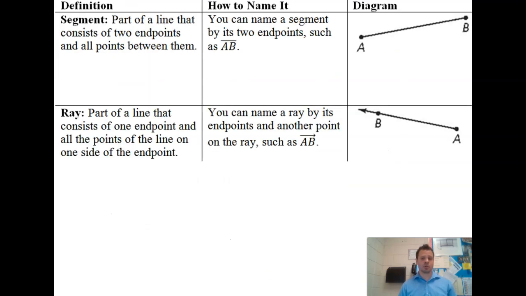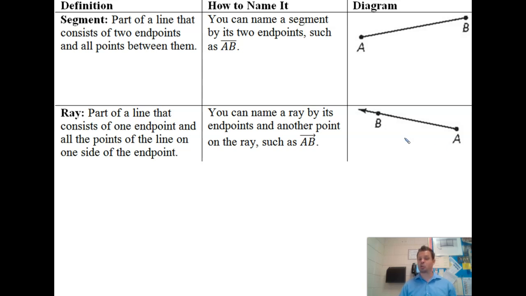The next thing we're going to do is look at the definitions for 2 figures that are parts of lines or partial lines. Those are going to be segments and rays. I'm going to say a segment is part of a line that consists of 2 endpoints and all the points between them. So in the diagram we have an example of a segment here. Okay, it's part of a line that doesn't extend forever. It's just the things between the endpoints.